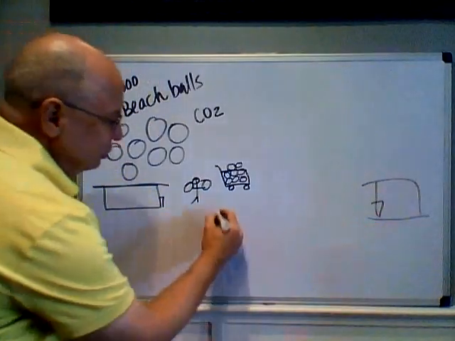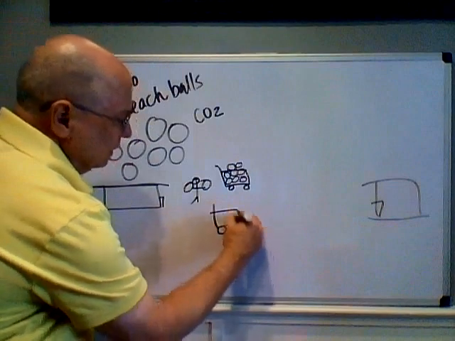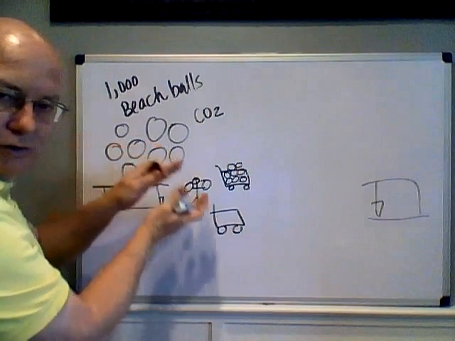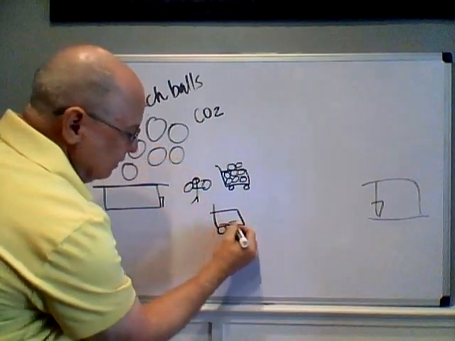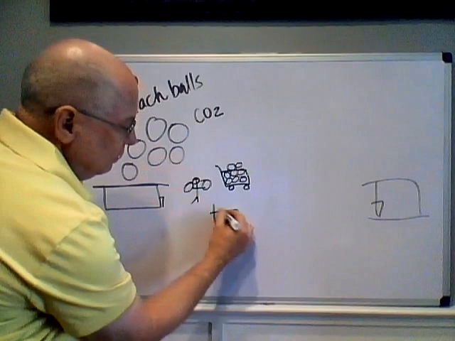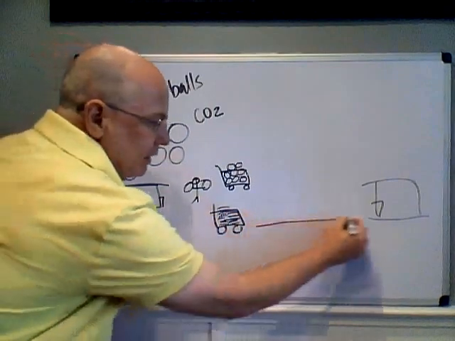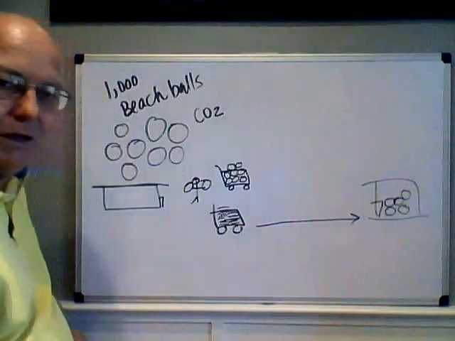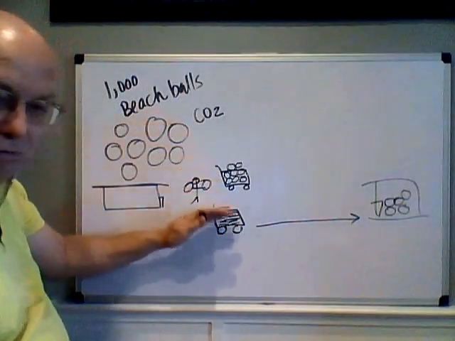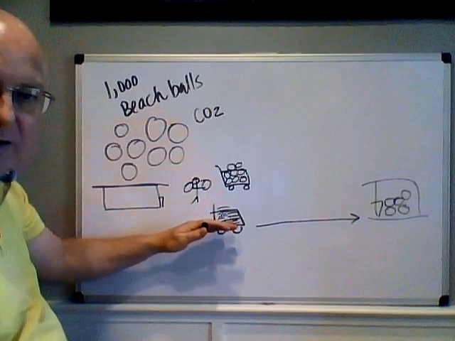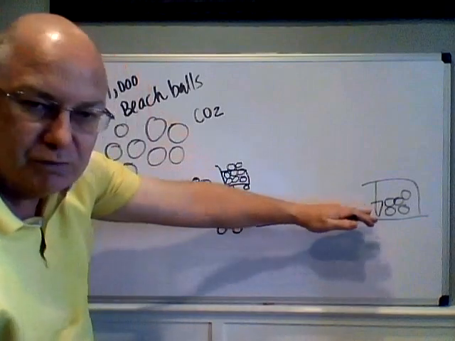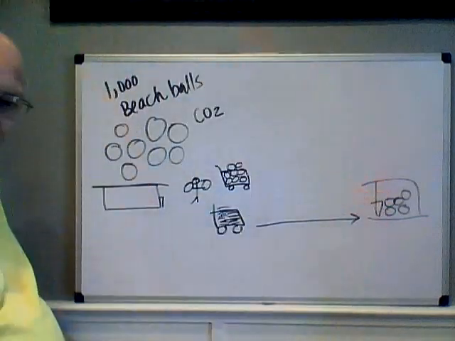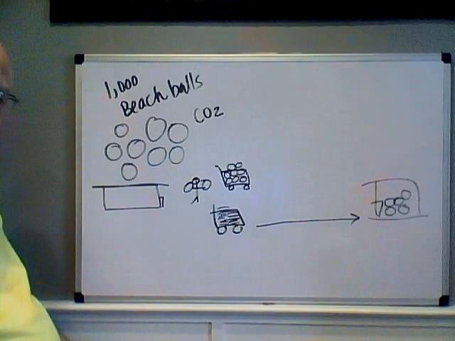But what that would allow me to do is that in my basket, instead of only being able to carry a certain number, if I could convert the beach balls into a different form that's flat, then I can stack way more of them in here. And then when I get to the next building, I can re-air them up and put them back in their original form. I'm going to convert carbon dioxide into a more soluble form in my plasma so that I can carry more of it. And then I'm going to transport it to my lungs, convert it back to carbon dioxide, and exhale it. That's what's going to happen inside of our red blood cells.